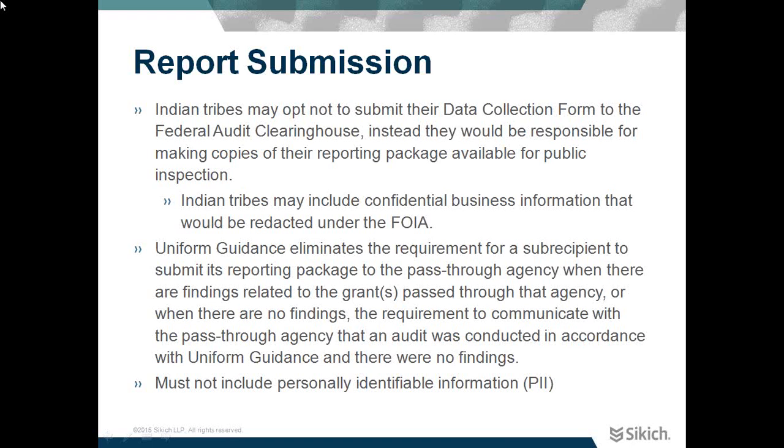Uniform guidance eliminates the requirement for a subrecipient to submit its reporting package to the pass-through agency when there are findings related to grants passed through the agency, or when there are no findings. The requirement to communicate with the pass-through agency that an audit was conducted in accordance with the uniform guidance and there were no findings. If you don't have findings, you don't have to submit to the pass-through agency. You still have to report to the Federal Audit Clearinghouse. And again, you can't include any personally identifiable information anywhere in your report.